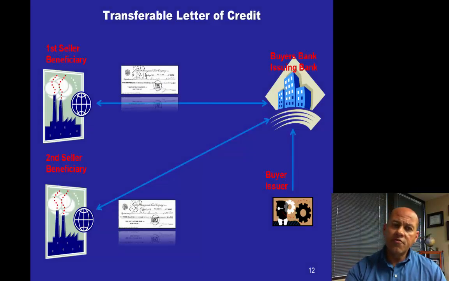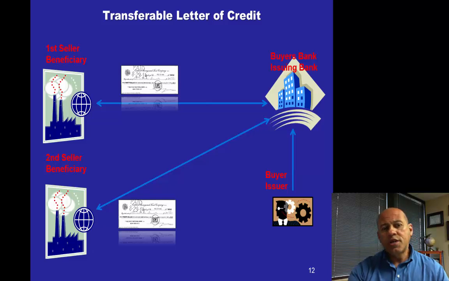Another type of letter of credit is what's called a transferable letter of credit. Under a transferable letter of credit, you can have two beneficiaries. These beneficiaries are both parties within the letter of credit, and they both receive drafts. So imagine a letter of credit where the buyer accepts the obligation, but they're paying two different beneficiaries. There might be several reasons why you would have two beneficiaries.